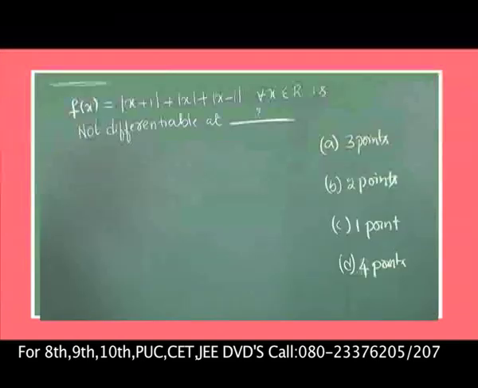f of x is equal to mod of x plus 1 plus mod of x minus 1 for all x belonging to R is not differentiable at dash. Option A, 3 points, option B, 2 points, option C, 1 point, and option D, 4 points.